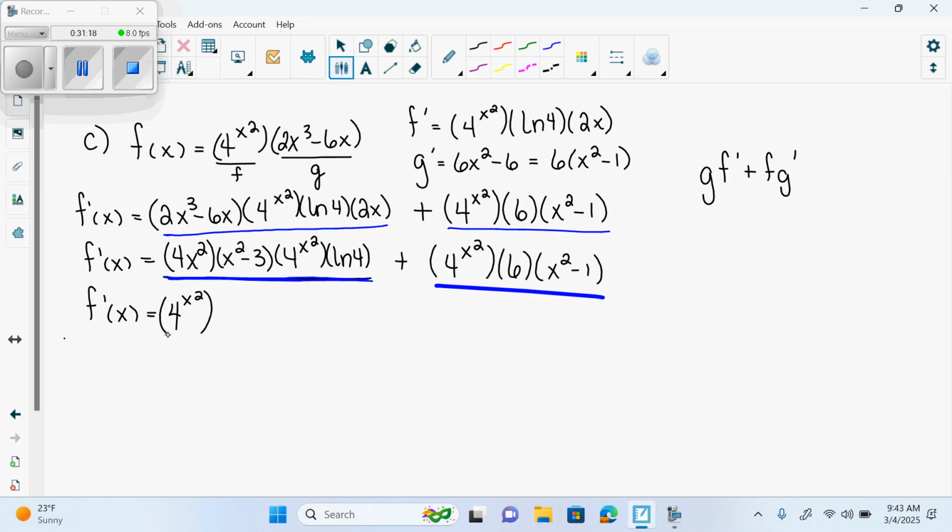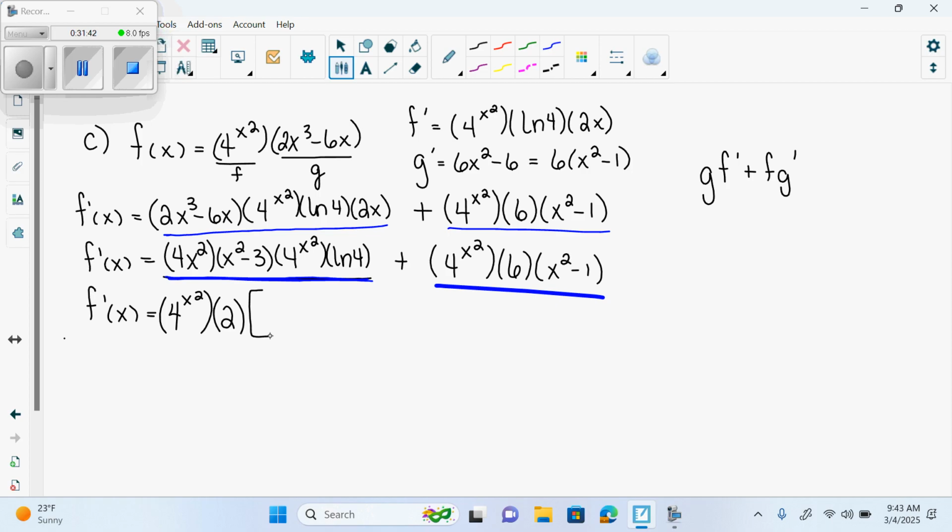Can I take a 4x squared out of both? No. Can I take a ln 4 out of both? Can I take an x squared minus 3 out of both? The 4x squared, though, is a monomial, correct? And the 6 is a monomial. Can I take something out of both of those? A 2. So that's all I can take out. And then I will write a square bracket myself to write what's left over so that I know I'm just taking out a GCF. You could leave it as a round bracket, it doesn't matter.